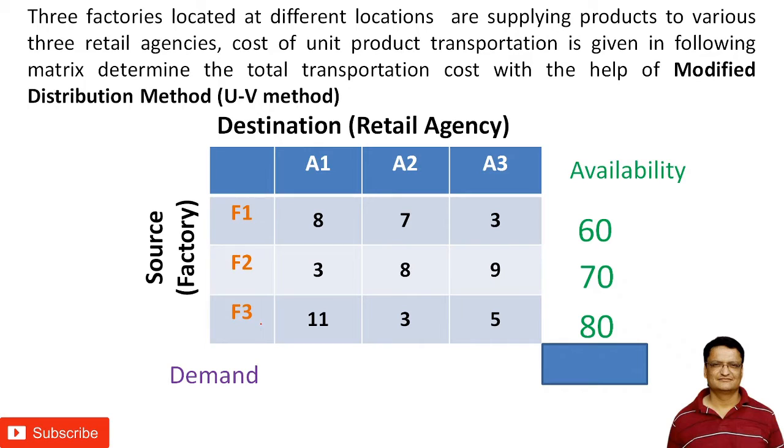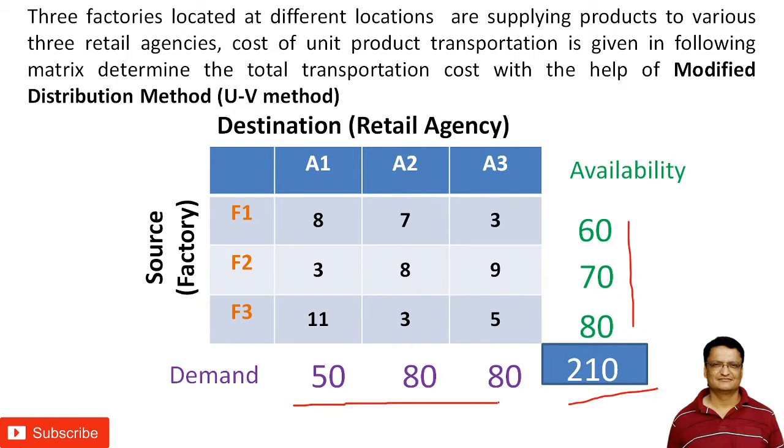Also, the demand at the various destinations is given. So A1 has a demand of 50, A2 has a demand of 80 and A3 has a demand of 80. Now you can see that the total sum of the availability is 210 and the total sum of the demand is also 210. So in this way it is a balanced transportation problem.